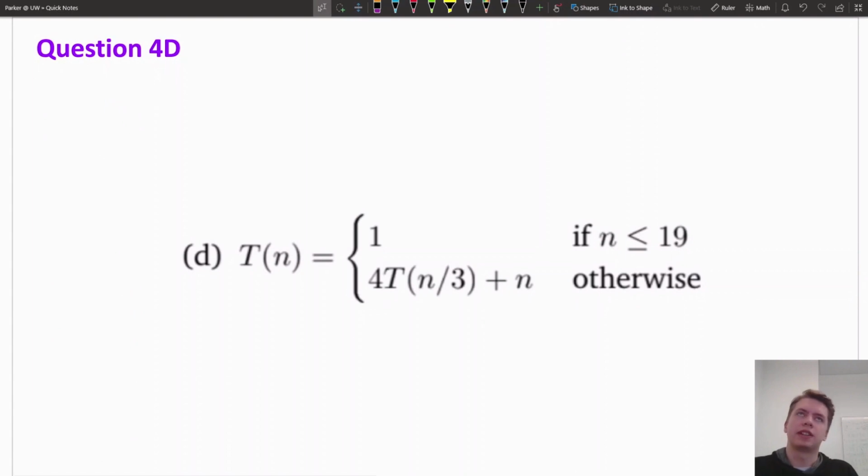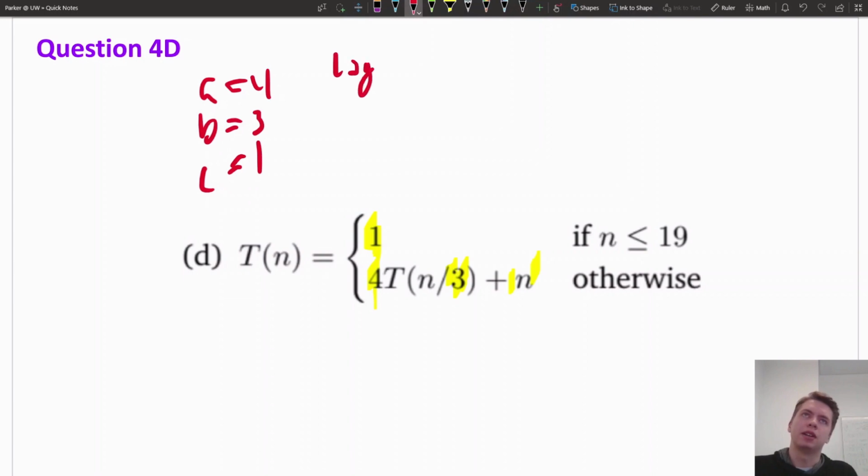All right, moving on to the next one. It looks like we can use the master theorem here. We have the constants in the right places. Identify A, B, and C. A is equal to 4, B is equal to 3, C is equal to 1. Now compare log base 3 of 4 to C. Log base 3 of 4 is greater than 1, so log base 3 of 4 is greater than C, or log base B of A is greater than C.